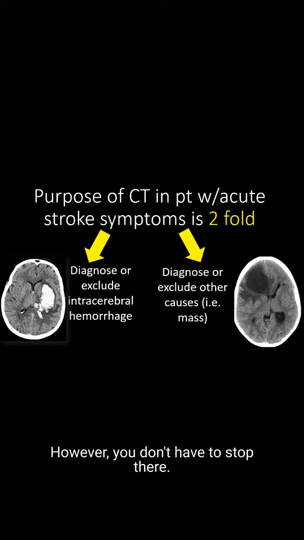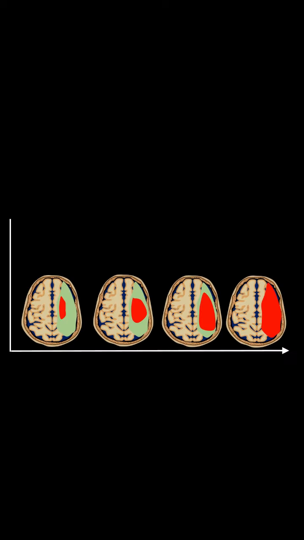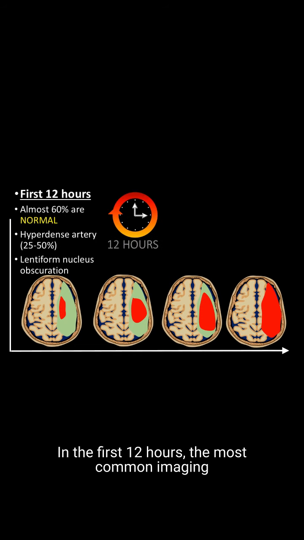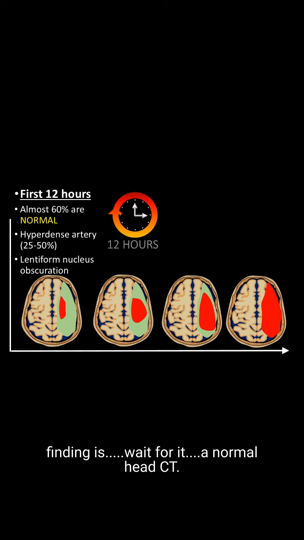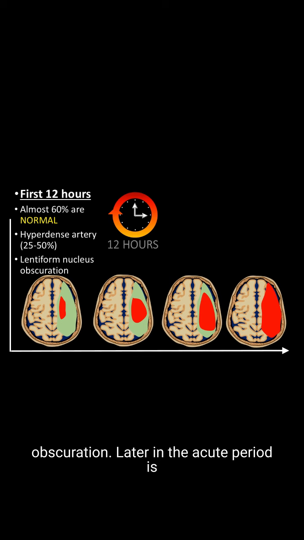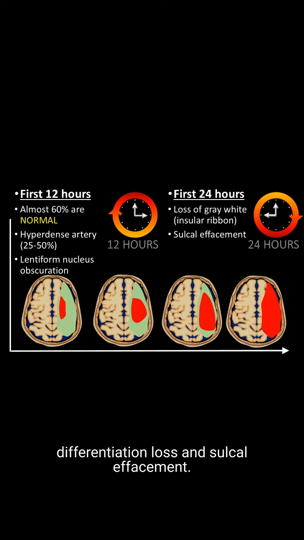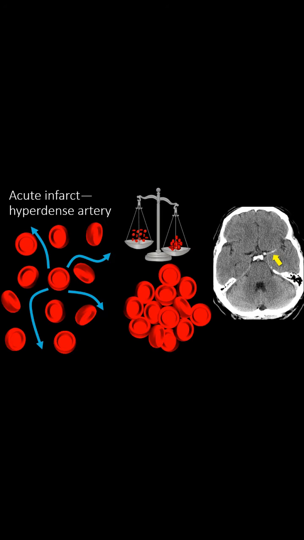However, you don't have to stop there. You can see other findings that can help you to diagnose a stroke. Infarct appearance depends on timing. In the first 12 hours, the most common imaging finding is, wait for it, a normal head CT. However, in some, you can see a hyperdense artery or basal ganglia obscuration. Later in the acute period is when you start to see gray-white differentiation loss and focal effacement.